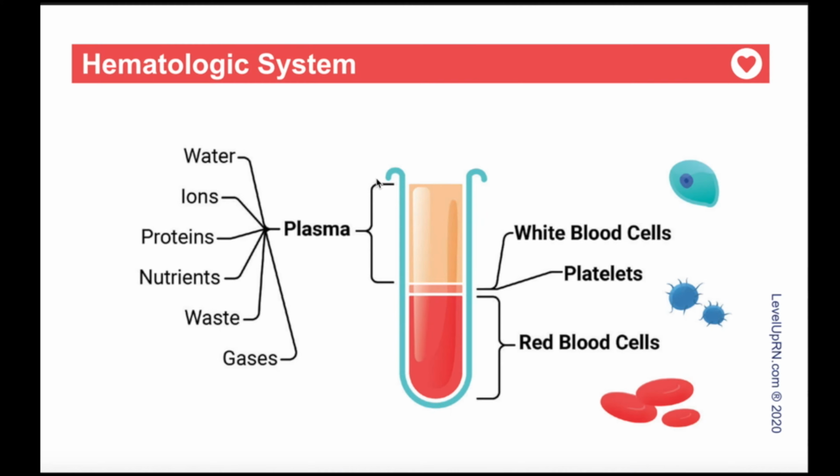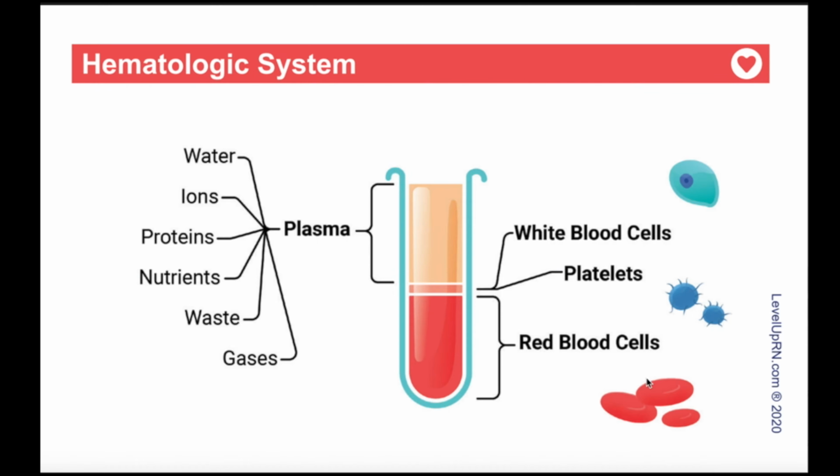Here's an illustration from our medical surgical nursing flashcard deck, and you can see that our blood is made up of plasma as well as formed elements. The plasma is comprised of water, ions, proteins such as albumin, globulin, fibrinogen, and clotting factors. Nutrients are also contained within the plasma, as well as waste and gases.